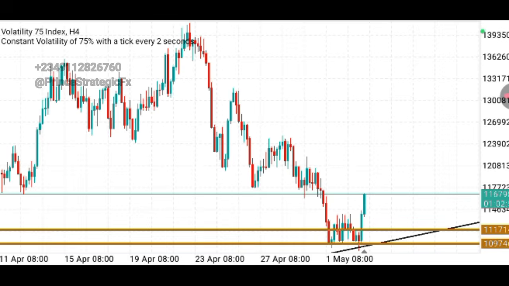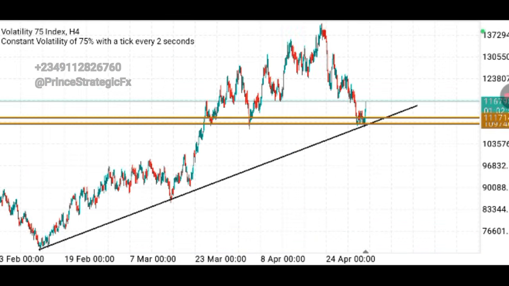Then our H4 is just to identify our trend. Our trend simply means where the market is heading to. Where is it moving to? Is it going down or is it going up? That is the second step.